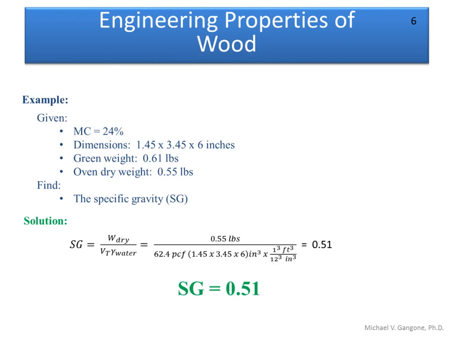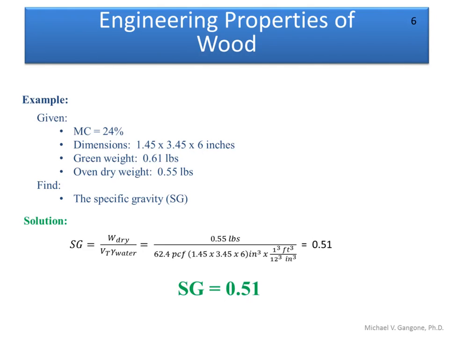All right, simple calculation problem here. You have a moisture content, you have some dimensions given. Calculate the specific gravity. Again, in this particular case, recall that in the U.S. we use the dry weight when we're calculating a unit weight of wood. So I need to make sure I'm using the oven dry weight, which is 0.55 pounds in this case. And then I want to divide it by the specific weight of water, which is 62.4 pounds per cubic foot. That's always a good number to memorize for water. It's 9,800 newtons per meter cubed in the SI system.